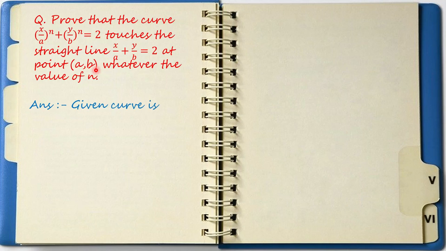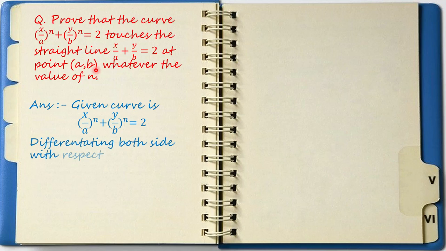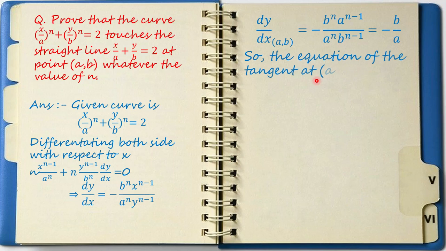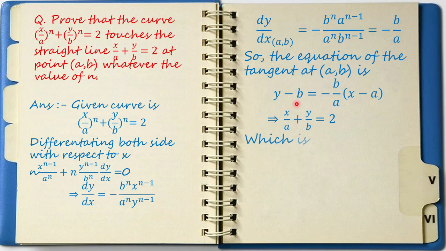So the given curve is x^n / a^n + y^n / b^n = 2. So find the derivative of this curve, that is, differentiate both sides with respect to x. We will find the value of dy/dx in this form. Now put (a, b) in this equation. So the equation of this tangent at (a, b) is given by y minus b equals minus b/a times (x minus a).